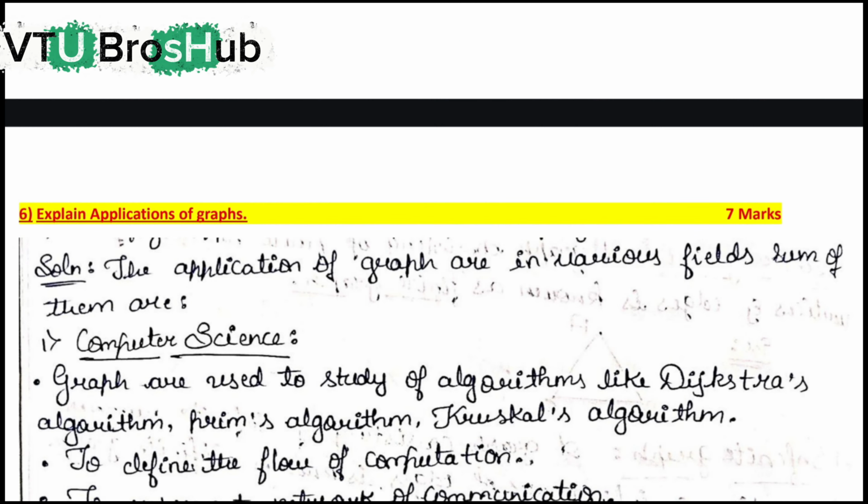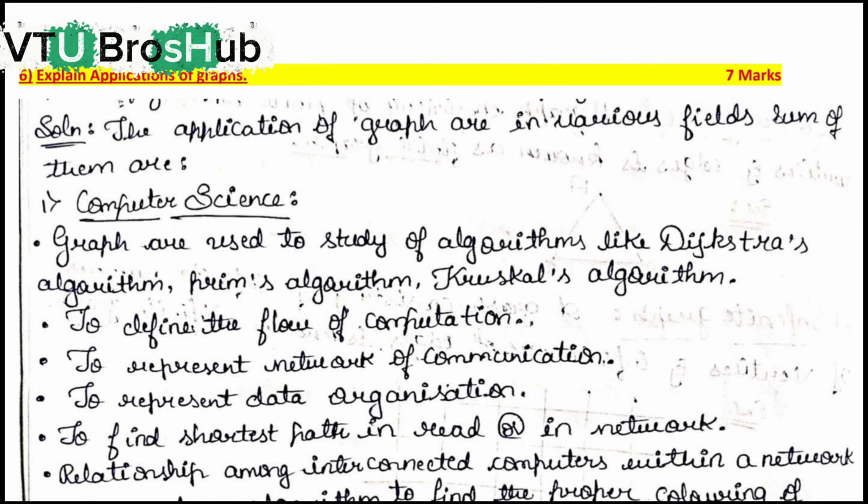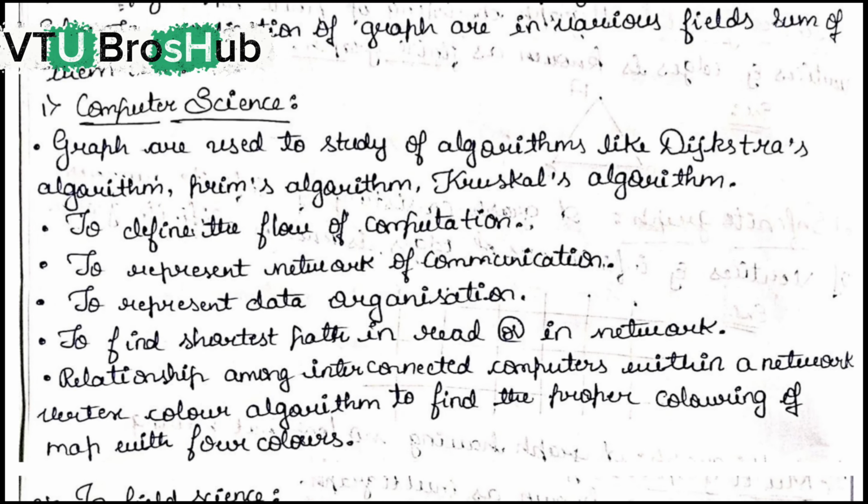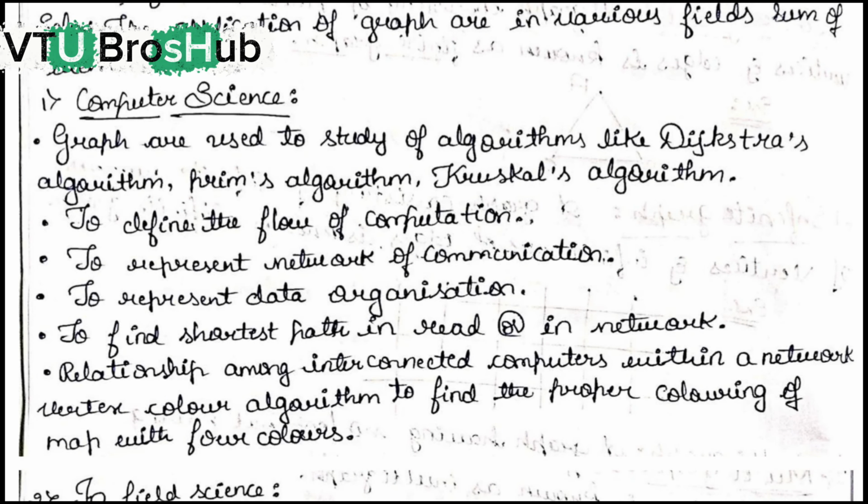Let's now go to the 6th question. Explain the applications of graphs. This is a common 7-mark theory question, and you should write 5 standard uses of graphs to score full marks. Number 1, application in computer science. Graphs are used in many computer algorithms like Dijkstra's, Prim's, and Kruskal's algorithm. They are used to define the flow of computation, and represent networks and data structures.